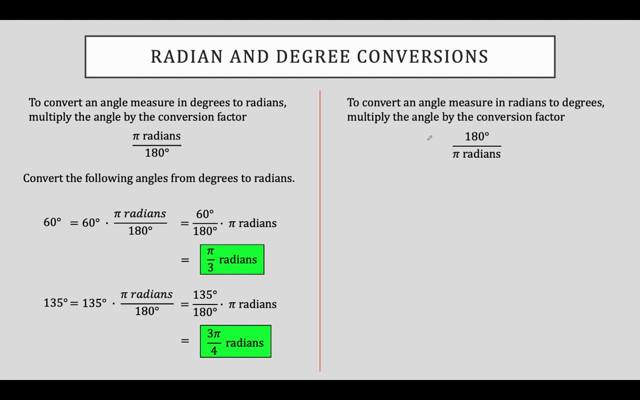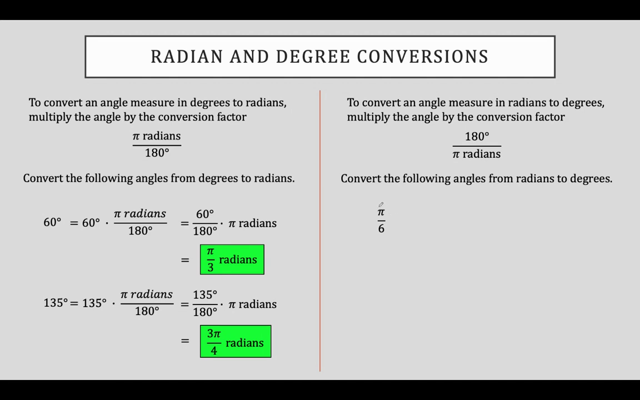So this is 3/4 times pi, or 3 pi over 4 radians. To convert angle measures in radians to degrees, we multiply the angle by the conversion factor 180 over pi radians. Notice that all we have done is flip this conversion factor. So let's go through an example here. Convert the following angles from radians to degrees. Here we have pi over 6.